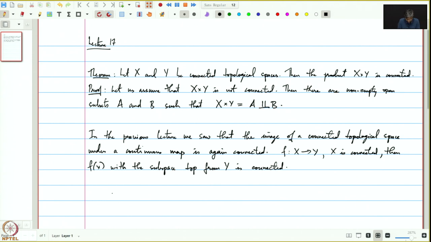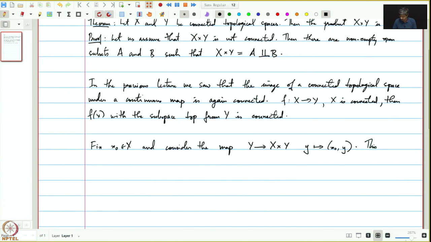So we look at the map from Y to X cross Y. So fix x naught in X, and consider the map from Y to X cross Y given by y maps to x naught comma y. So to check that this map is continuous, we just need to check that the projections to both factors are continuous. The projection to the first factor is just the constant map, which sends everything to x naught, and therefore it is continuous. The projection to the second factor is the identity map, which is continuous. So this map is continuous.